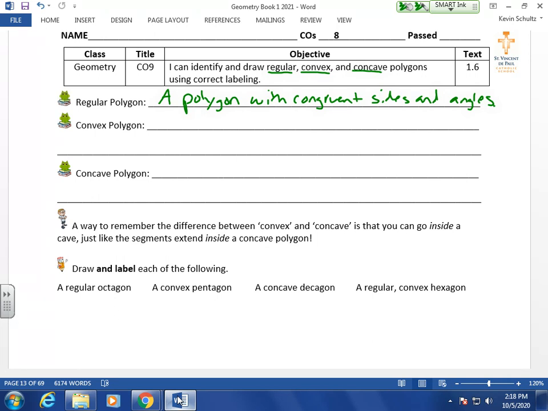An equilateral triangle, all congruent sides. Each angle inside the triangle is equal to 60. So that would be an example of a regular polygon as well.